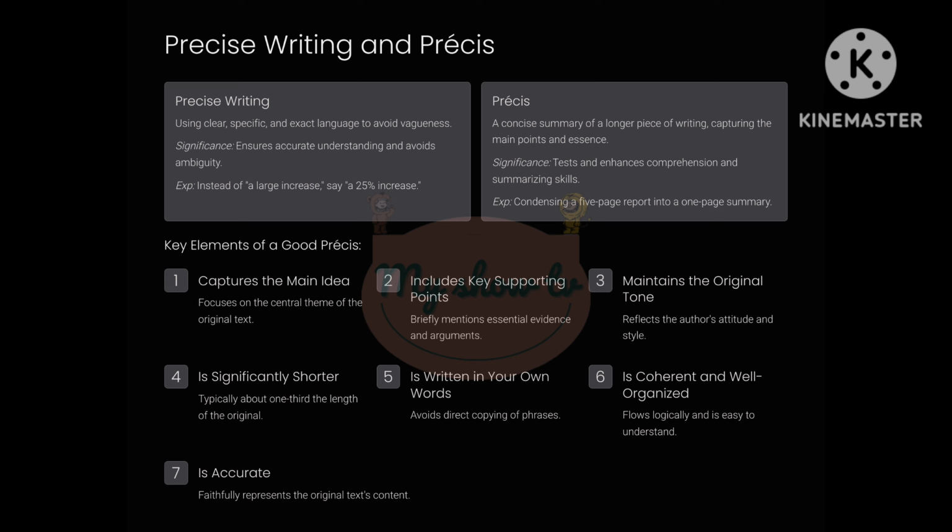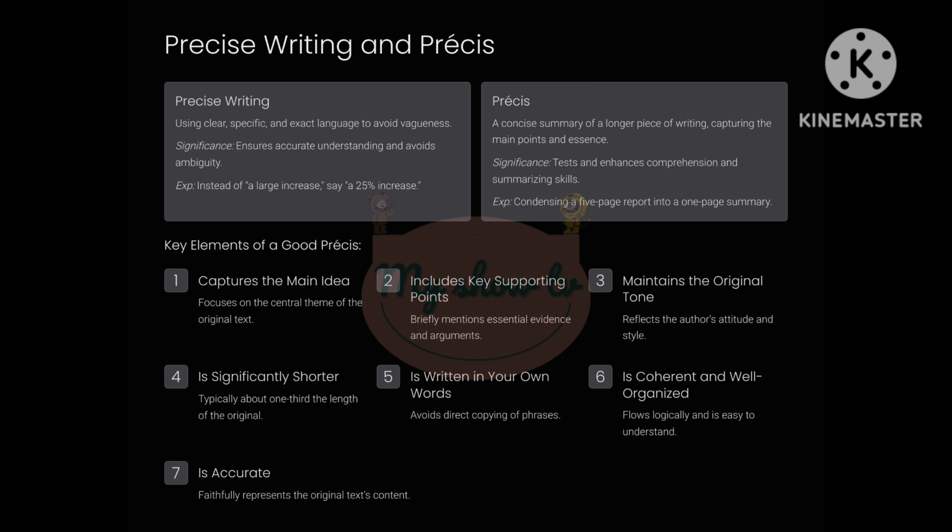4. Is significantly shorter. A précis is typically much shorter than the original, often aiming to be about 1/3 the length, though this can vary depending on the context. 5. Is written in your own words. A crucial aspect of a précis is that it should be written using your own language and sentence structures. Avoid directly copying phrases or large sections from the original text.